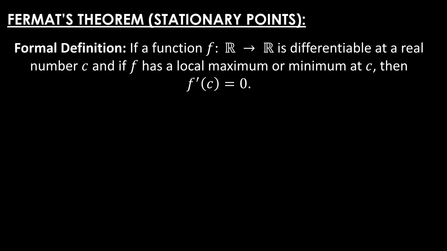The formal definition of Fermat's theorem says that if a function f is defined from reals to reals and is differentiable at a real number c, and if f has a local maximum or minimum at this point c, then the derivative of f at the point c is equal to 0.